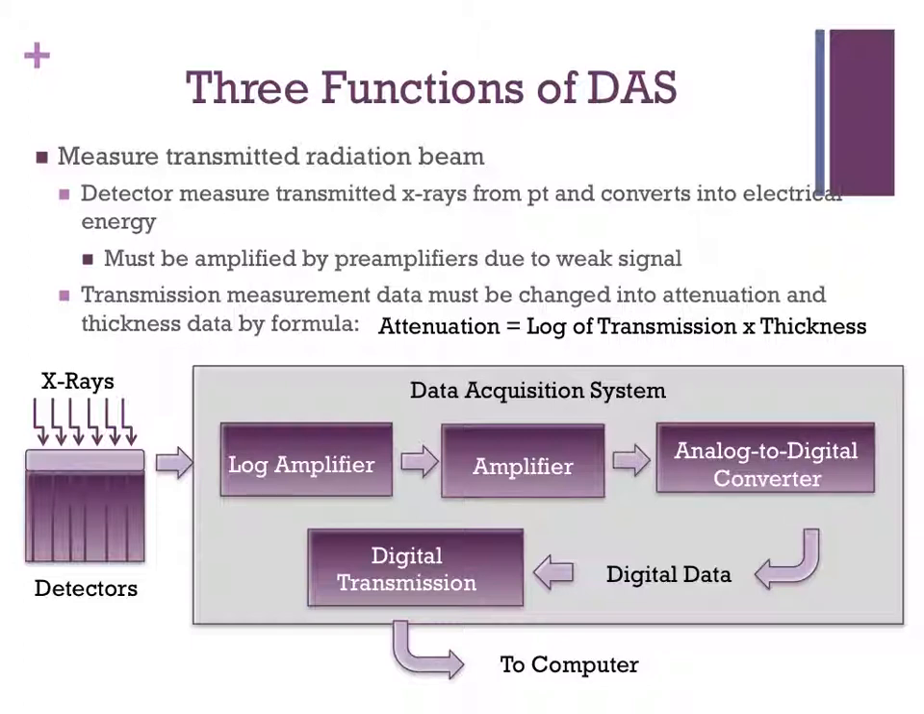So first you have the detector that measures the transmitted X-rays from the patient and converts them into electrical energy. But the electric signals are so weak that they must be amplified by the preamplifiers before they can be analyzed any further. Take a look at figure 444 in your book. The transmission measurement data must be changed into attenuation and thickness data, and this logarithmic conversion can be expressed by the formula: thickness times the log of the transmission equals attenuation.